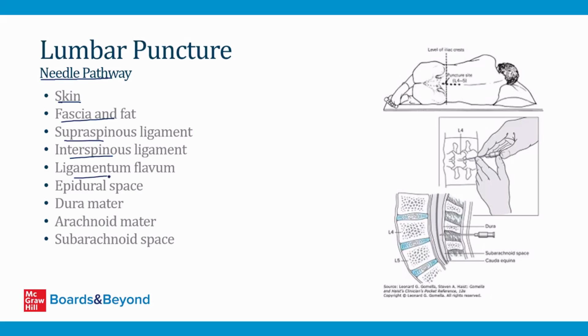Once it passes through the ligamentum flavum, it is in the epidural space, which is the space above the dura mater. The next place it's going to go is through the dura mater, and then right beneath the dura mater, you find the next layer of the meninges, which is the arachnoid mater. After the needle pierces the arachnoid mater, it enters the subarachnoid space, and this is where you find CSF, and this is where you can take a sample of CSF to make a diagnosis of meningitis.